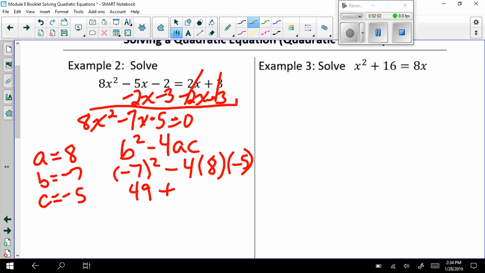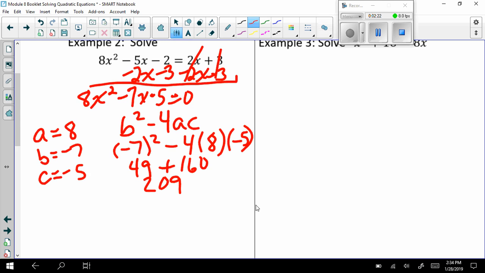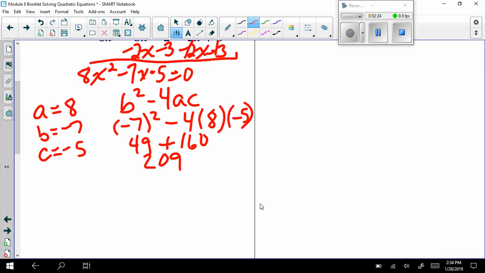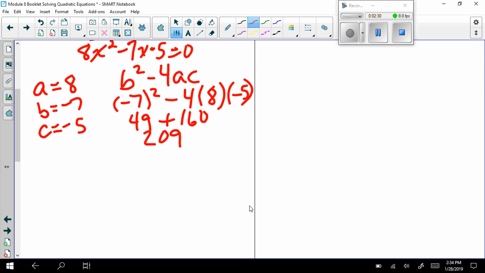And then I'm actually going to rearrange here. Commutative property lets me do that. I'm going to go 5 times 5. 4 times 5 is 20, times 8 is going to be 160. Adding these together, I get 209. So it's positive, so I do expect two solutions. It's not a perfect square, so it's not going to work the same as example 1.